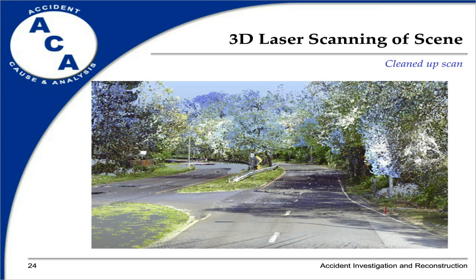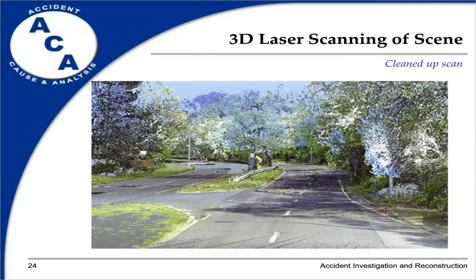This is the 3D laser scan of the same picture I showed you about 2 slides ago. This was the 3D laser scan of the roadway. This is the travel path of the person coming down the roadway on the motorcycle. It's not a bad view. It can be cleaned up. This is about as good as it's going to get cleaned up.